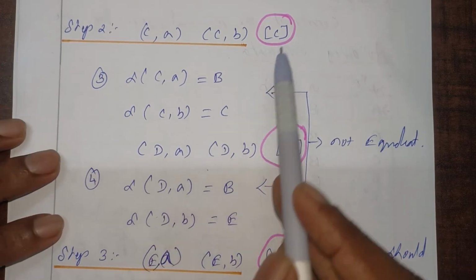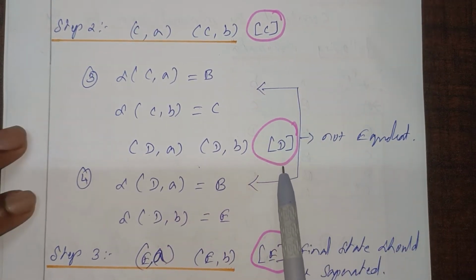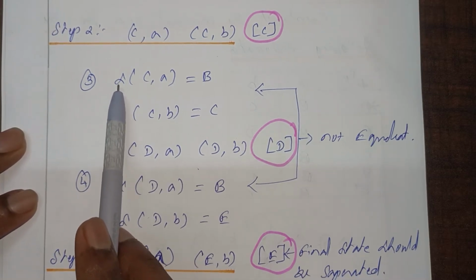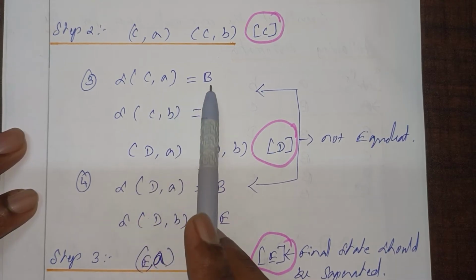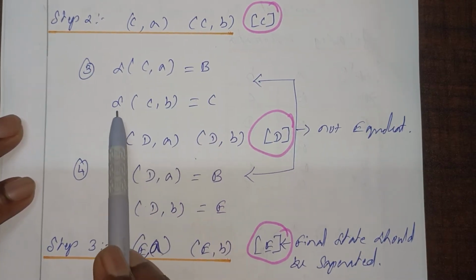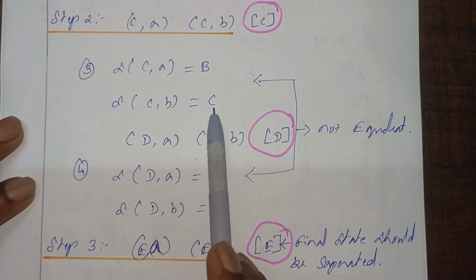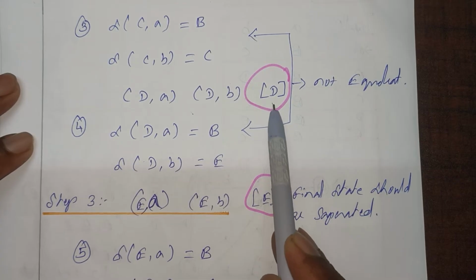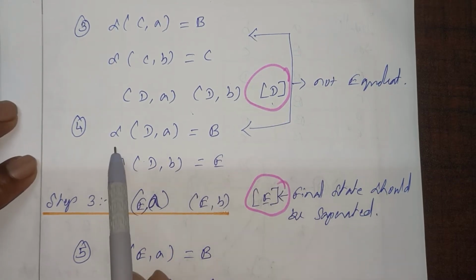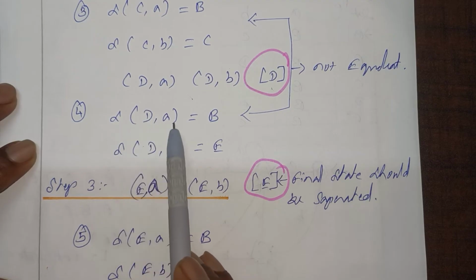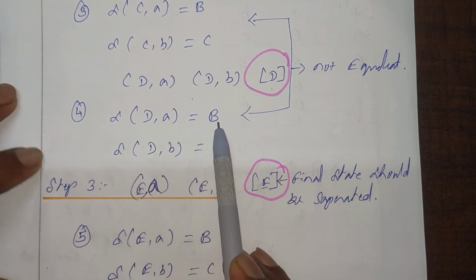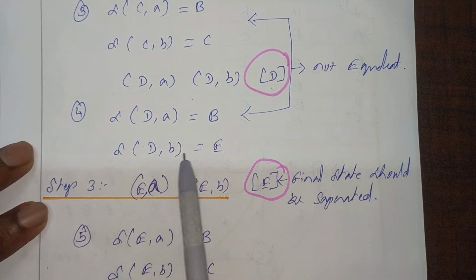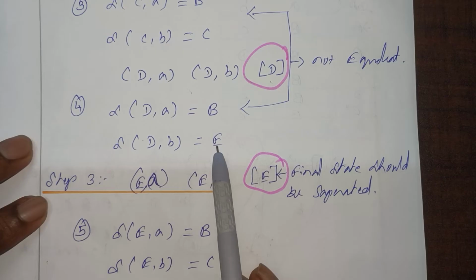Now I am comparing C as well as D, right? You can see the same formula, same process, I am doing it again. Lambda of capital C comma small a leads to the state called B. And lambda of capital C comma small b leads to the destination state called C, right? So I am taking D again. This is the fourth state. Lambda of capital D comma small a takes us to capital B as the destination state. And lambda of capital D comma small b gets the state called E, right?